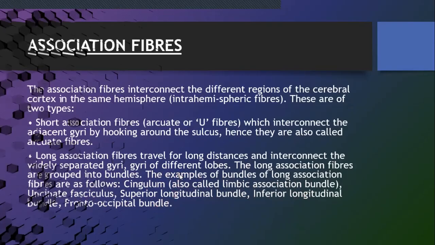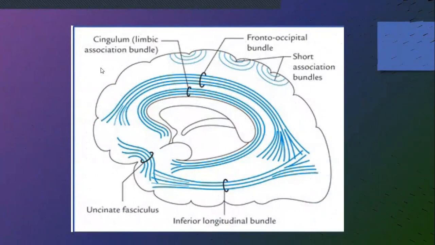Let's have a look at this. So you can see these are the short association fibers. They are interconnecting adjacent gyri. They just hook around a sulci. Then we have the long association fibers, which include the uncinate fasciculus. Okay. Then we have the inferior longitudinal fiber, which is interconnecting the temporal lobe here and the occipital lobe. Then we have the cingulum here. Cingulum. Okay. This is very important, especially in the limbic system.